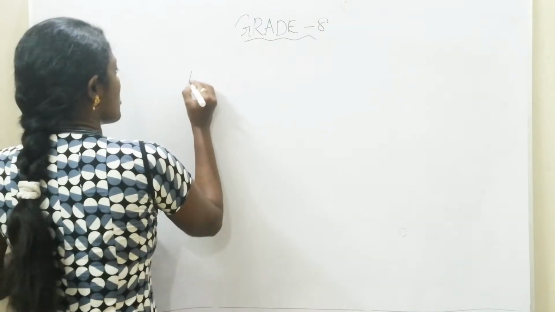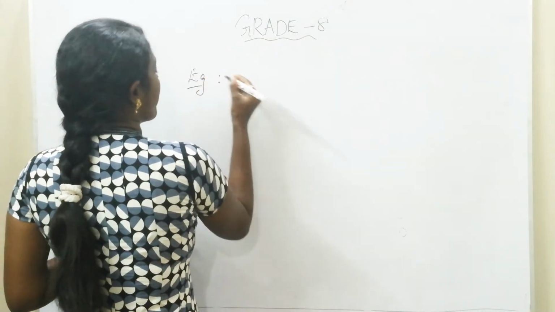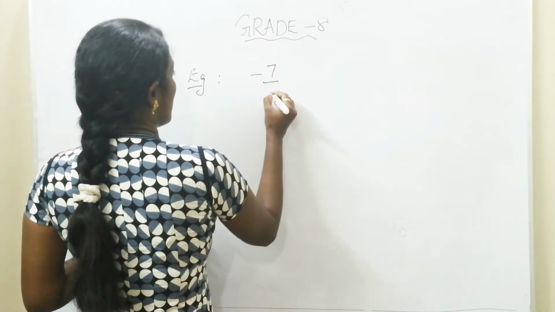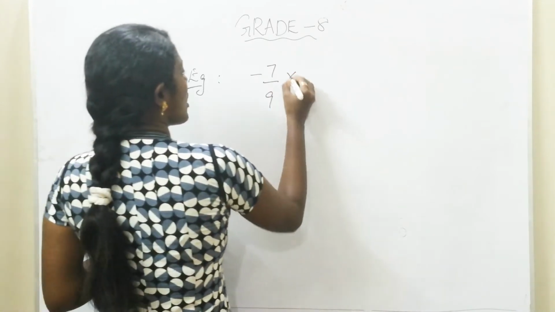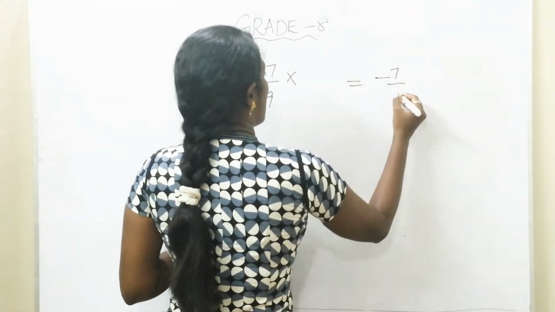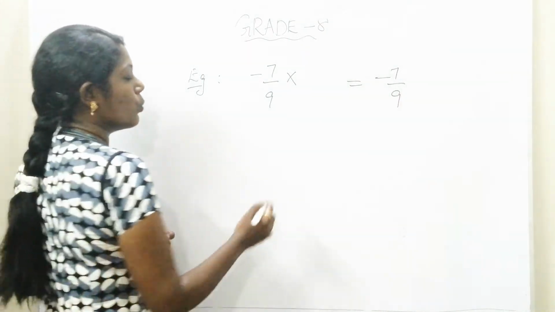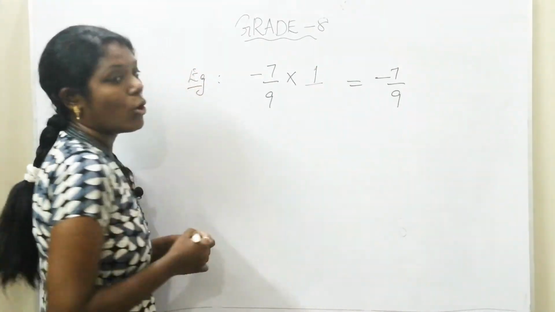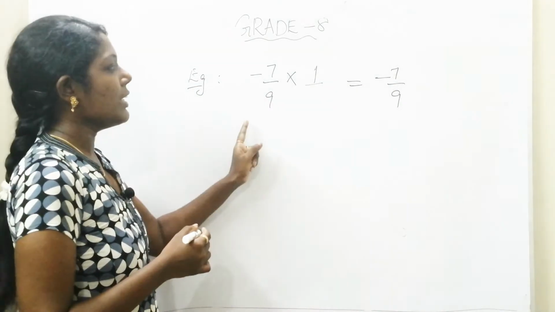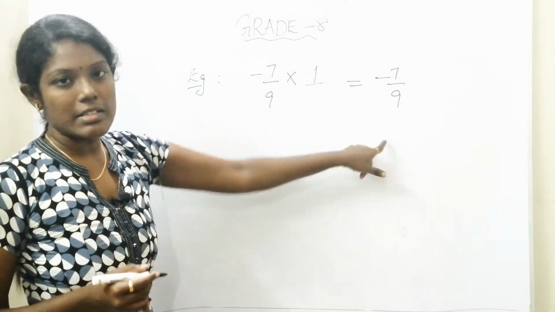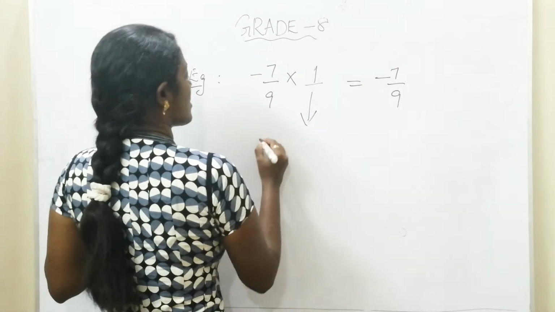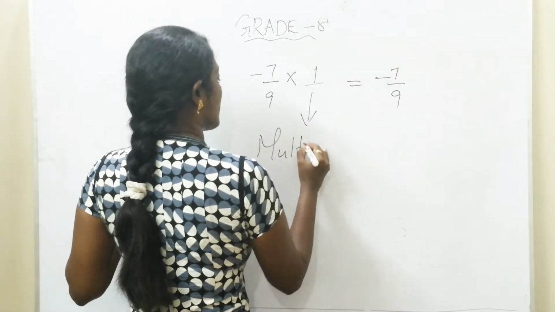Same way, suppose I have a rational number minus 7 by 9. Now what should I multiply to give me the same answer, minus 7 by 9? It is only one number that I can do that with. So it is 1. Only when I multiply 1 with any number, the same number will be my answer. And this 1 is called multiplicative identity.